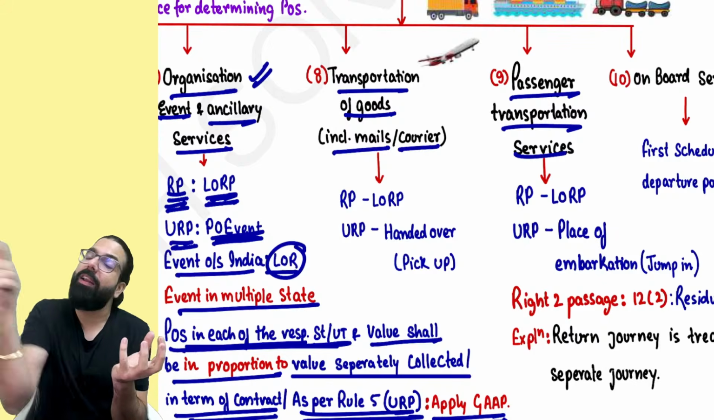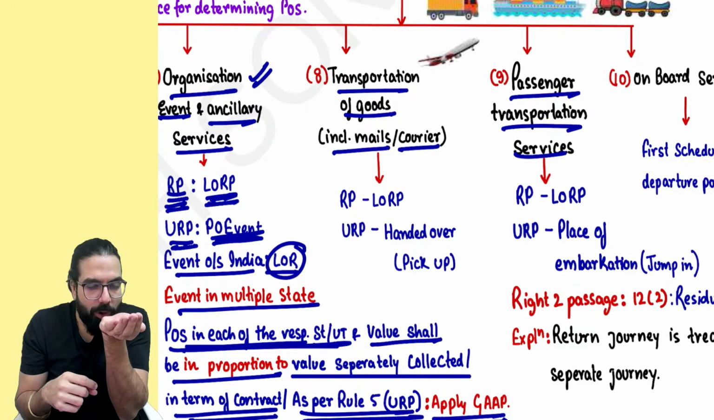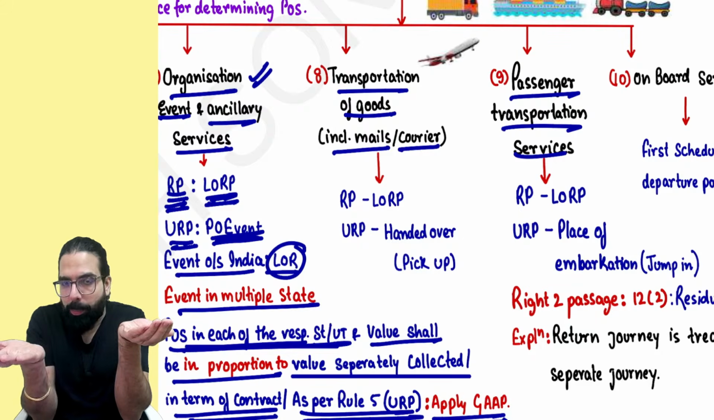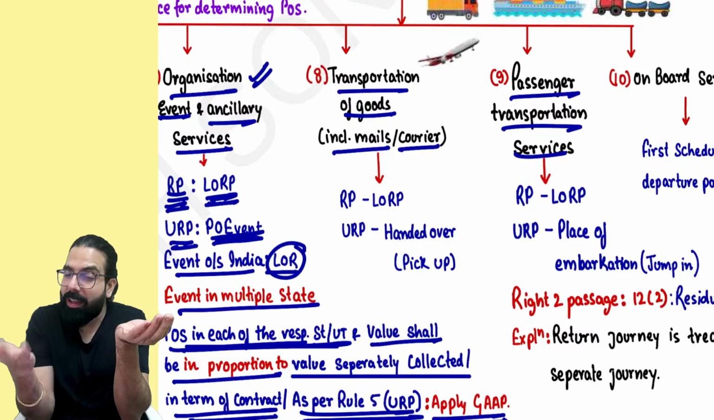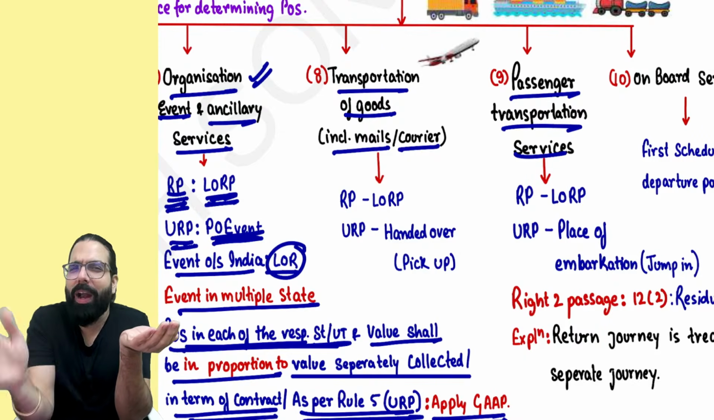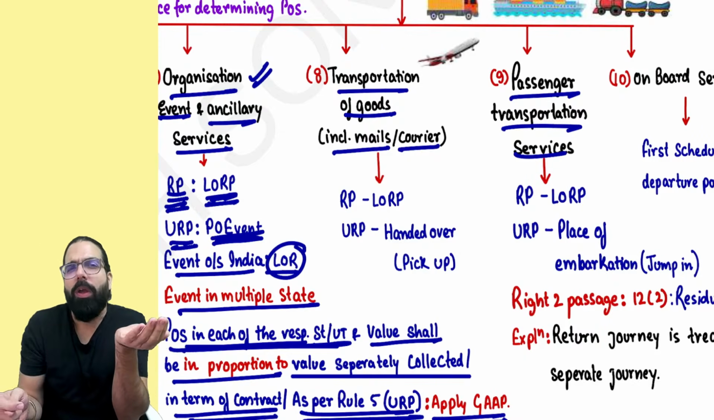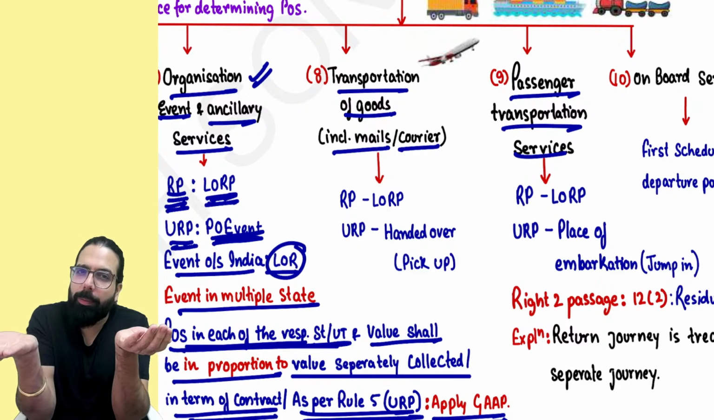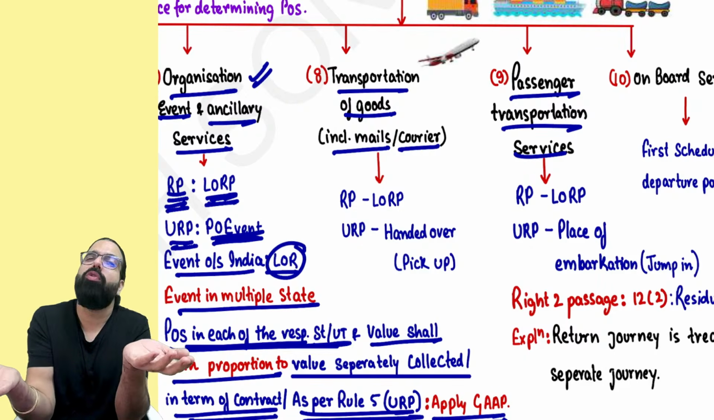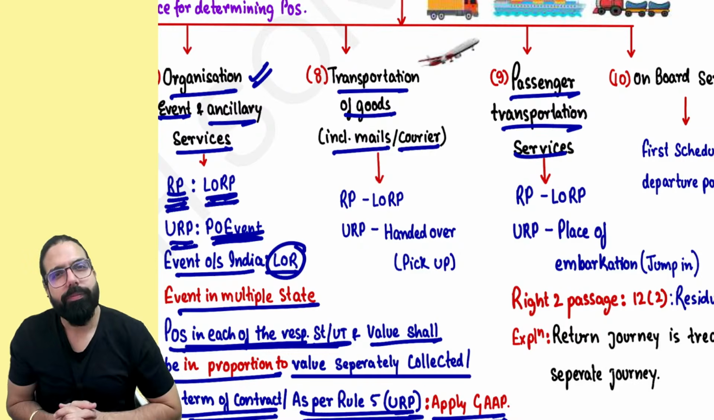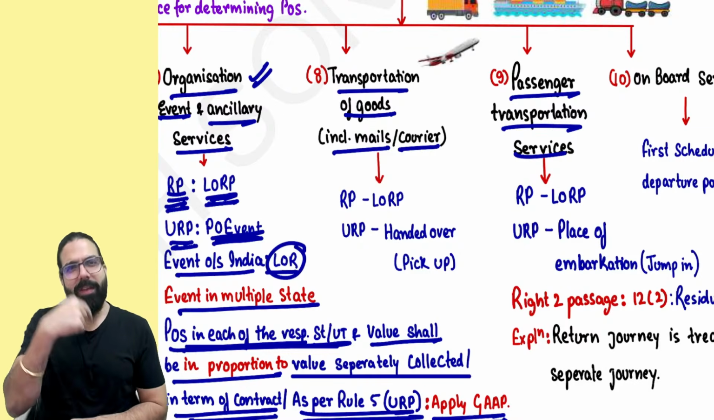But if you are registered, and I am a goods transport agency from Delhi, and you are registered in Tamil Nadu, the place of supply is Tamil Nadu. You are registered in Rajasthan, place of supply is Rajasthan. Wherever you hand over the goods to me, it doesn't matter. But if you are not a registered person, then where you handed over the goods to me becomes the place of supply.